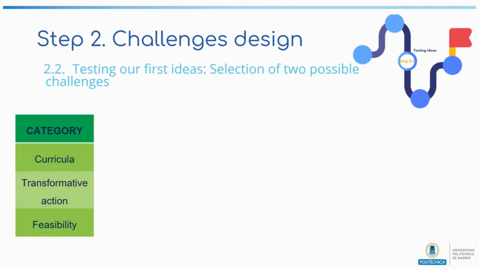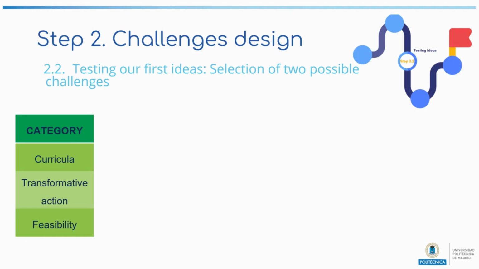There are 3 categories to analyze: curricular, transformative action, and feasibility. Each category has a number of guiding items. The aim of the table is to score each item for the different challenges on a scale from 1 to 4, where 1 is very low and 4 is very high.